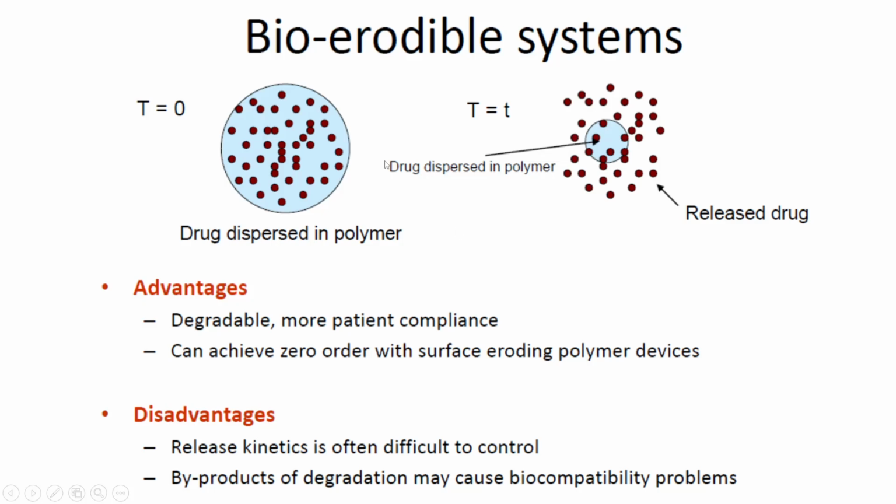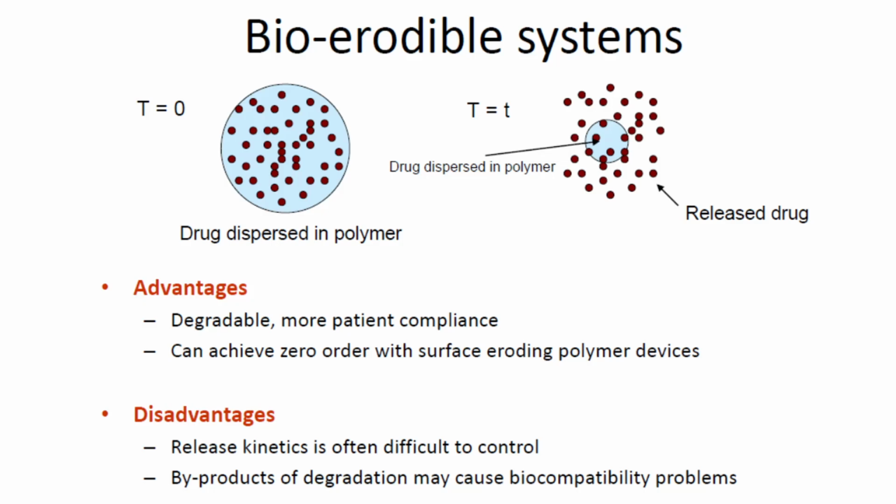So bioerodible systems are like this. Your drug is dispersed, as we have discussed previously as well. Your drug is dispersed in this polymer, and this polymer is bioerodible. So as time goes on, at time t, let's say, your polymer is going to start shrinking, it's going to start degrading, and your drug that is encapsulated inside this polymer will start diffusing out.